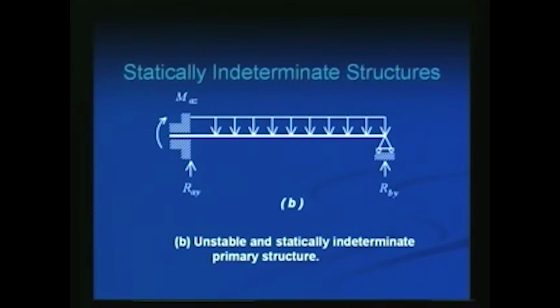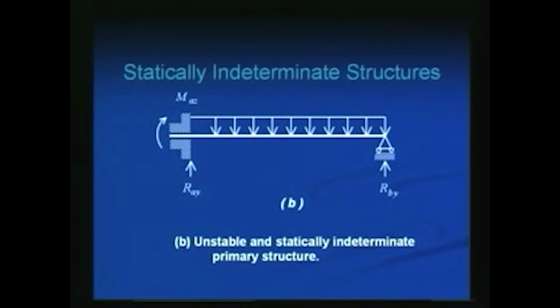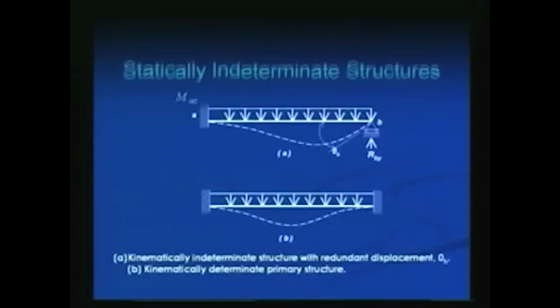So therefore, understand one thing: before you start looking at static indeterminacy, you need to know whether it is unstable or stable, and you can only find out the indeterminacy of stable structures. Look at this. This is stable. It's a cantilever. Okay.